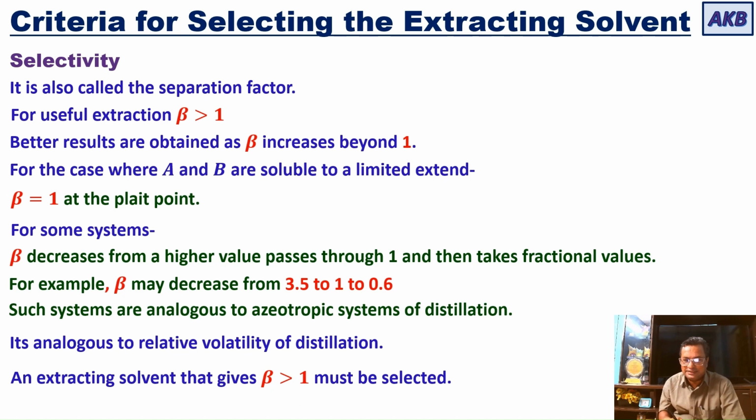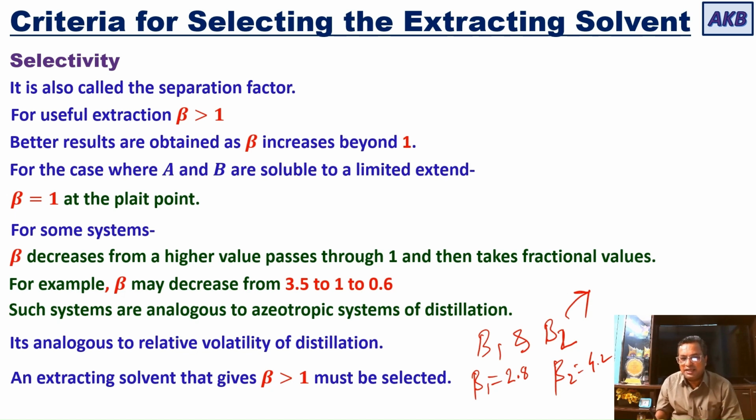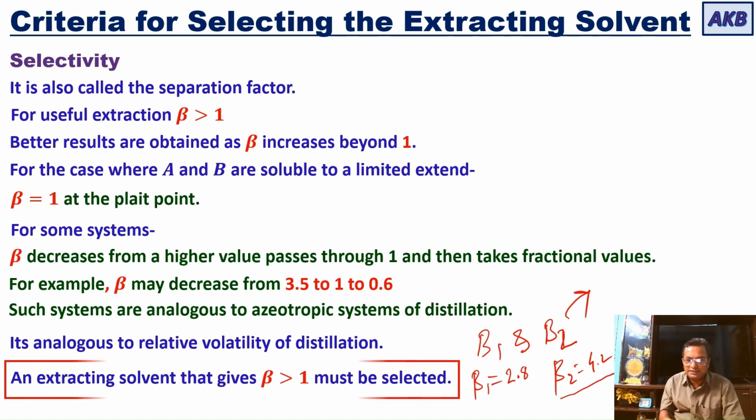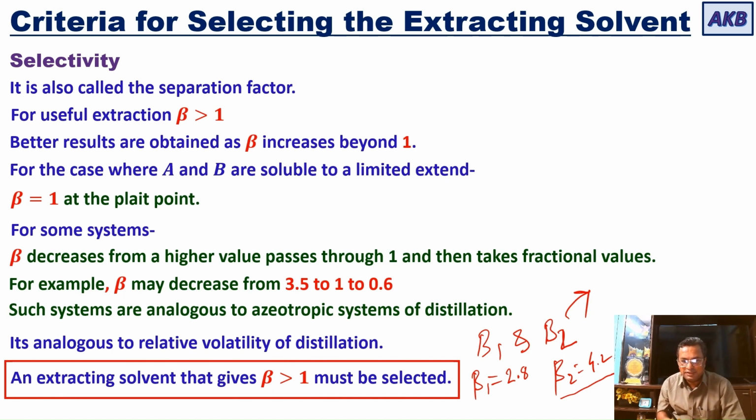So for the sake of understanding, say you have two solvents, B1 and B2. For B1, let us say beta 1 is 2.8, and for the other solvent, B2, beta 2 is, let us say, 4.2. Then obviously you are going to select the second one. What is the basis of selection? You have used selectivity as a criterion for selecting the solvent. You are selecting a solvent that gives a higher selectivity. Are you understanding it? That is what you have to remember. So an extracting solvent that gives selectivity well above 1 must be selected.